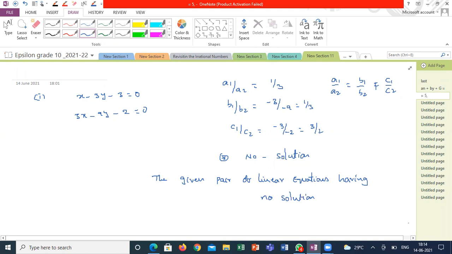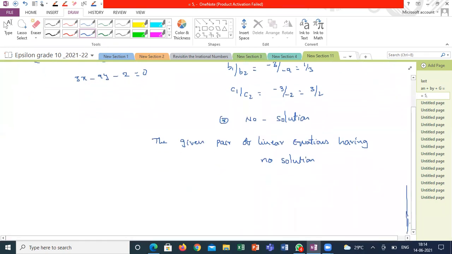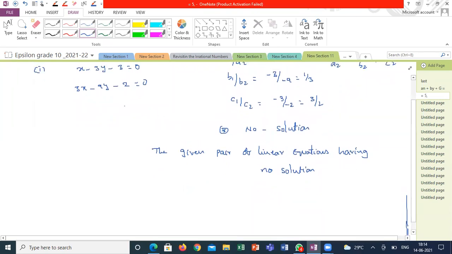But let's see, if I'm trying to apply the cross multiplication method, what will happen? Got it, guys? So what is the first step? This we already did. So I'm writing the y coefficients minus 3, minus 9, constants minus 3, minus 2. A1, A2 is 1, 3. Again, B1, B2 is minus 3, minus 9. So after that, I have to mark arrow marks for cross multiplications.